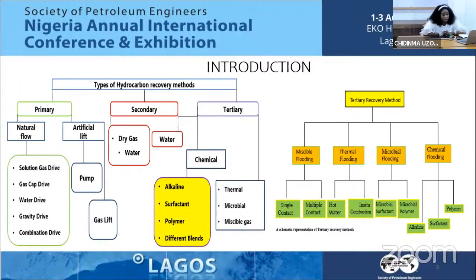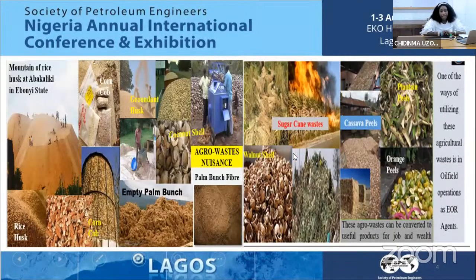The miscible flooding could be a single contact or multiple contacts, while the thermal flooding is the use of hot water or in situ combustion. The microbial flooding could be in the form of microbial surfactant or microbial polymer. Our interest in this research is chemical flooding enhanced oil recovery, which is the use of chemicals in the form of alkaline, surfactant, polymer, or a different blend in enhancing oil recovery.